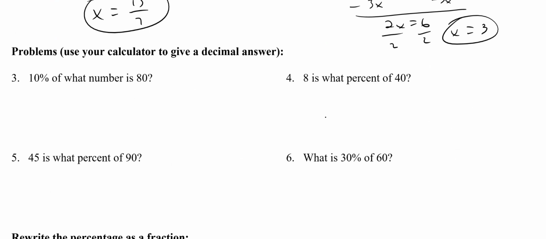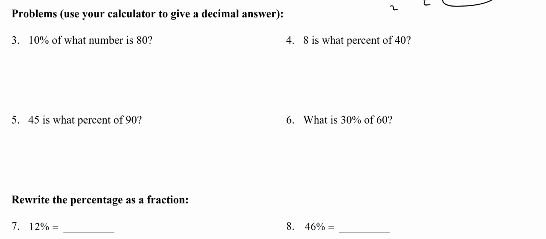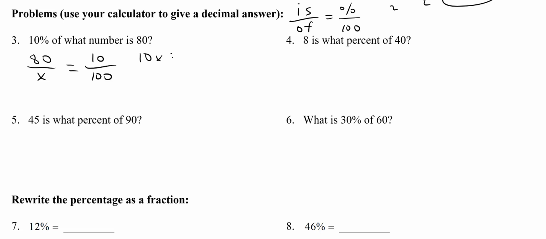Okay, next one. Got to know that is over of, right over here, is over of equals percent over 100. Okay, so let's plug it all in. 10%, which is your 10. And remember, it's always over 100. Always, always, always. Okay, of what number? So of what, that's your x down there, is 80. Okay, that's the setup. Cross multiply. So 10x equals 8,000. Divide by 10, x equals 800.